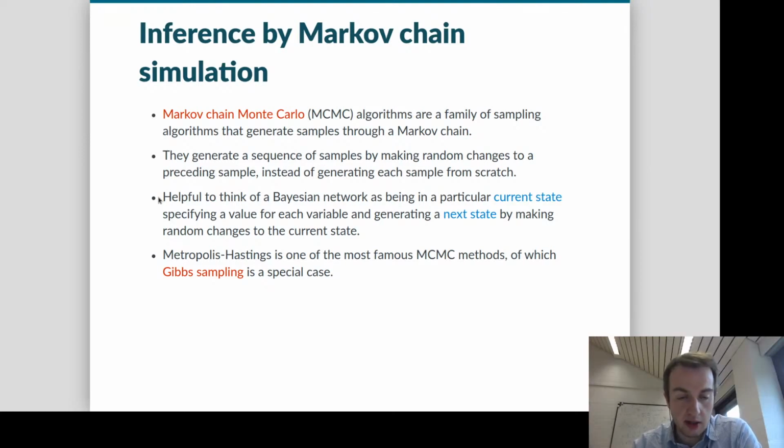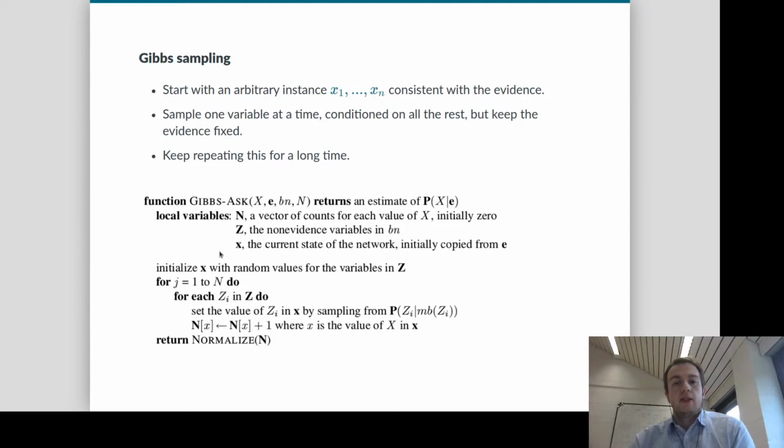So there are several variants of this algorithm. Metropolis-Hastings is one of the most common MCMC methods, and the algorithm that we'll see now is called Gibbs sampling, and it's a special case of Metropolis-Hastings. So it goes as follows. We start with some arbitrary instance, lowercase x1 to lowercase xn, which is consistent with the evidence. Again, what we want to do is to sample from P(X | e).